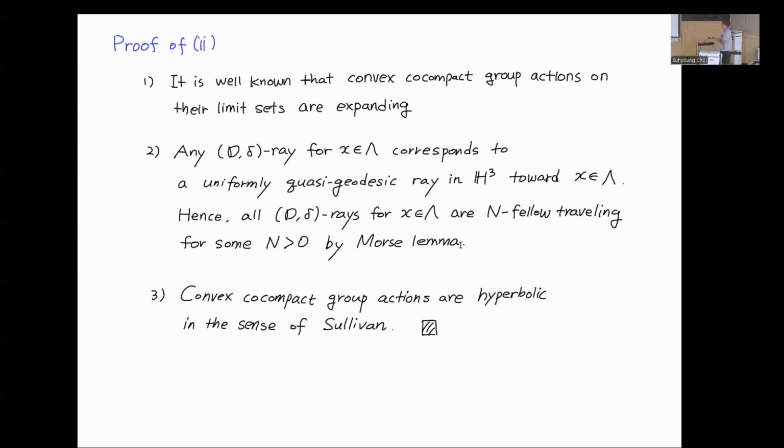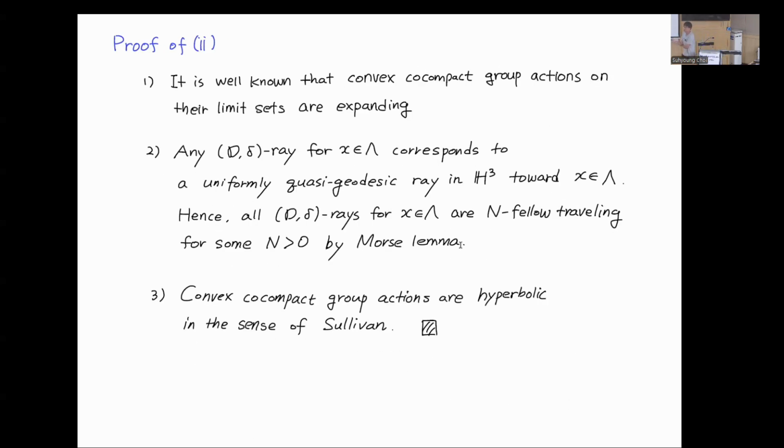So we can prove that the convex co-compact groups are hyperbolic actions in the sense of Sullivan. So the M-parallel traveling property actually comes from the Morse lemma in hyperbolic space, for the rays.